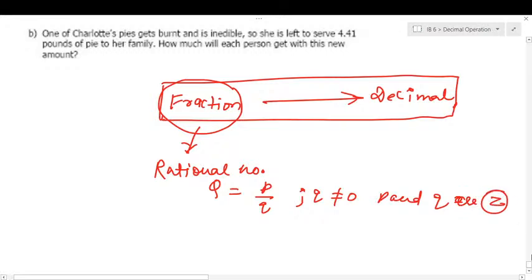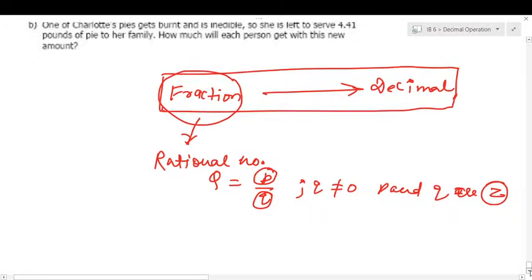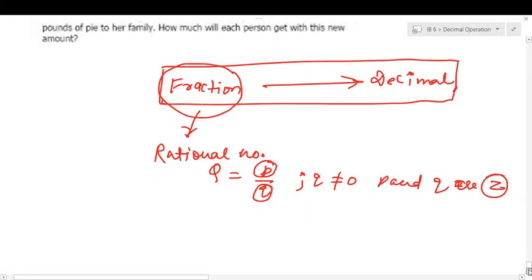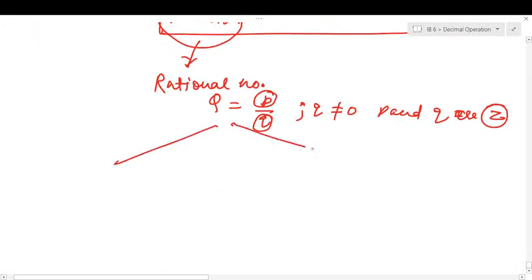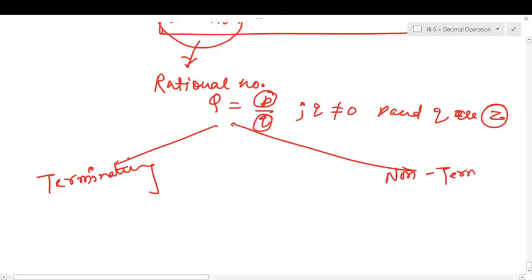That means a fraction has a numerator as well as a denominator. Even the denominator may be 1, but generally we don't put the denominator as 1. Whenever we have a number like this, there can be two kinds of decimal. One is terminating and another is non-terminating. But there is one more case where the number is not written as P by Q and we get non-terminating.